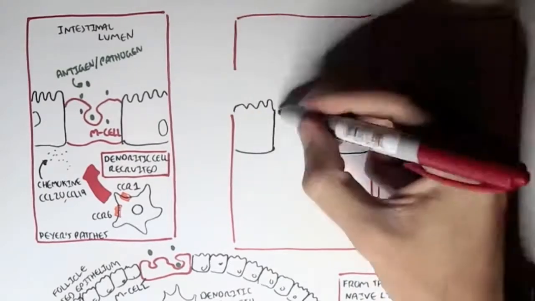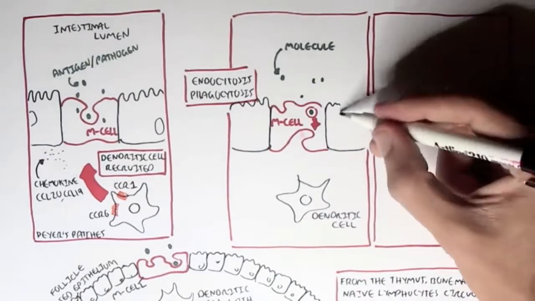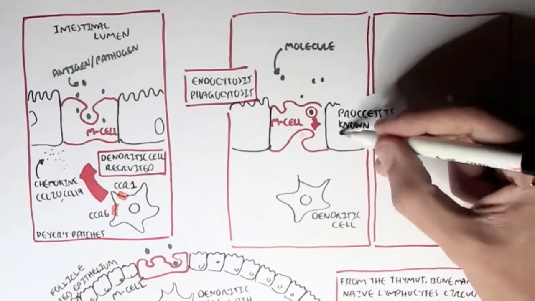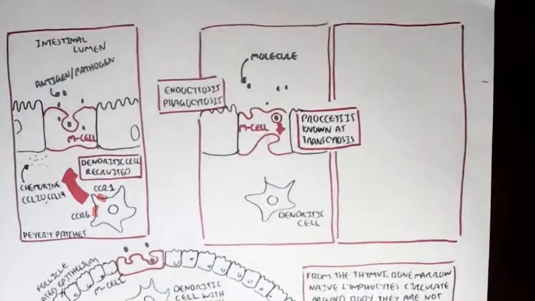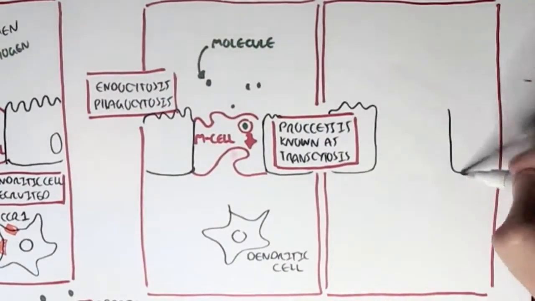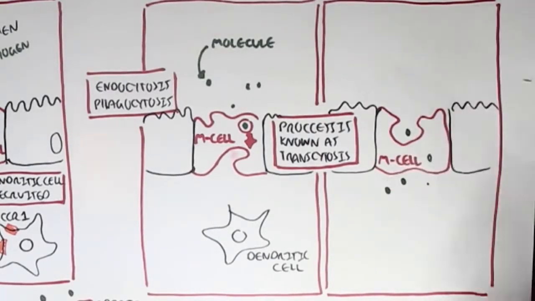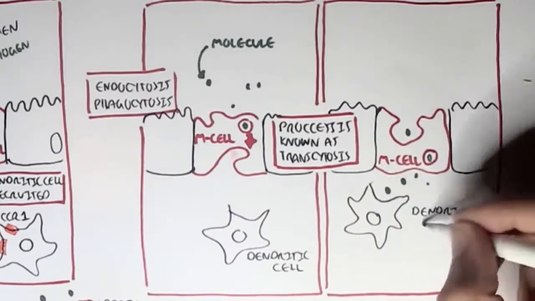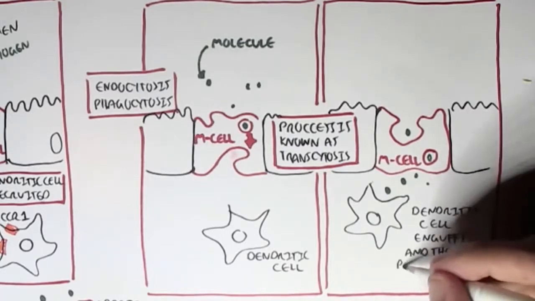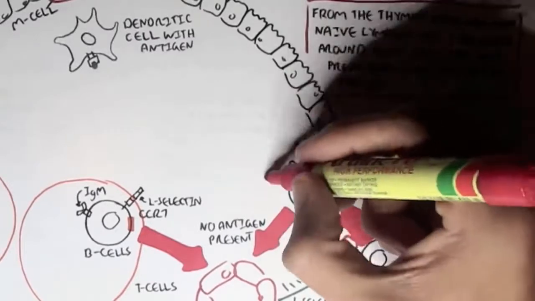The M cell takes it up through phagocytosis, also known as endocytosis, and the process where it is transported from the lumen to the Peyer's patches is known as transcytosis, trans as in across. So it transports this molecule, the antigen, from the lumen to the Peyer's patches where it will excrete it out, and now the dendritic cells, which are there, can engulf it and present it on the major histocompatibility complex to the adaptive immune cells.